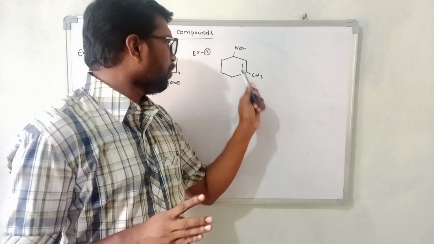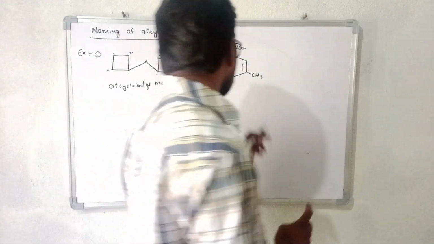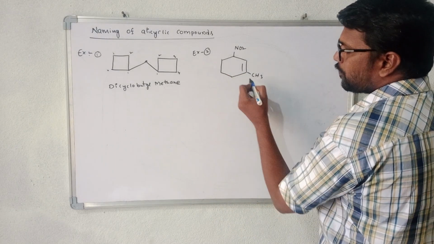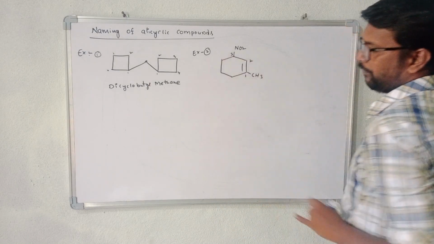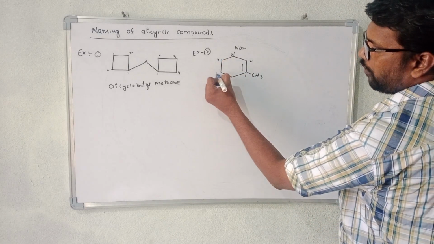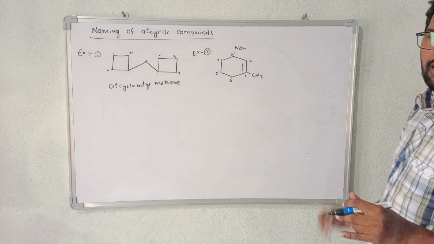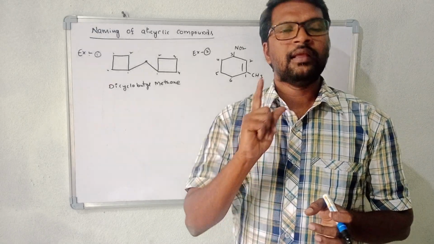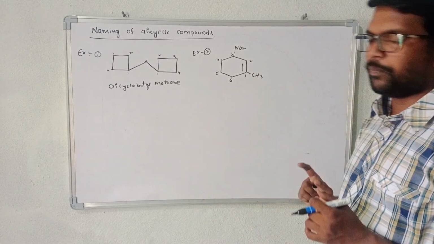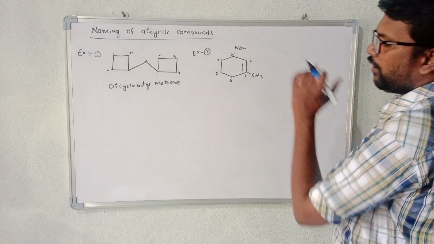the lowest number is given to the multiple bond. So if you want to write its name, here the multiple bond is present. According to the lowest sum rule, we number like this: 1, 2, 3, 4, 5, 6. Remember that whenever in an alicyclic ring a multiple bond and substituent both are present, priority we have to give to the multiple bond. That means the lowest number we have to give to the multiple bond.